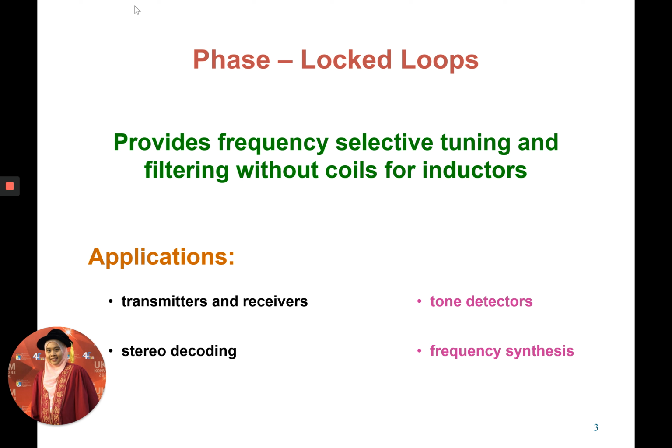The applications that use PLL are mostly in transmitters and also receivers, regardless of what kind of signal or modulation process you are going to use, either AM, FM, PM, or digital signals such as FSK, ASK, or PSK. Also stereo decoding, tone detectors, and frequency synthesis.